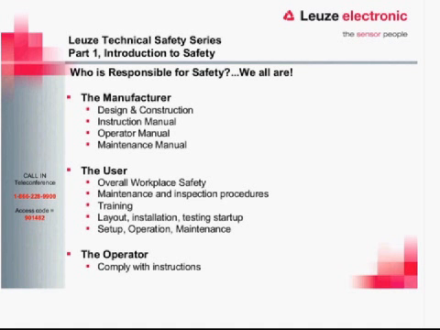The user is responsible for the overall safety of the machine as they operate it. The maintenance inspection procedures, which need to be done, most plants have that done every shift. The training of these people is also necessary. Layout, installation, testing, startup, again, setup, operation, maintenance, and then the operator must comply with these instructions that have been laid out for them.